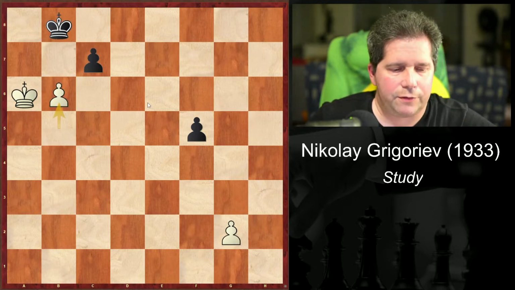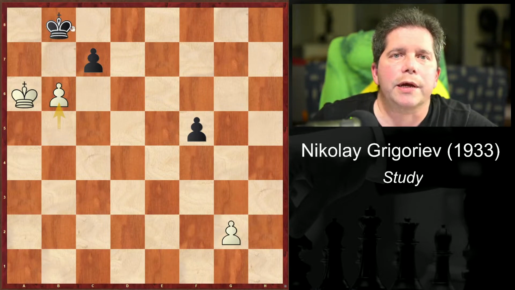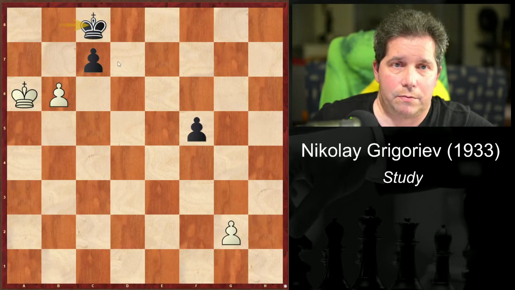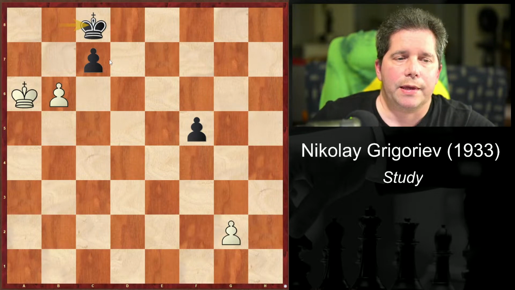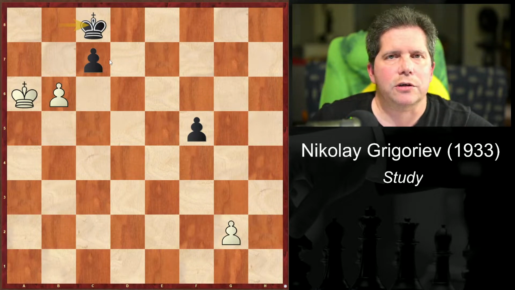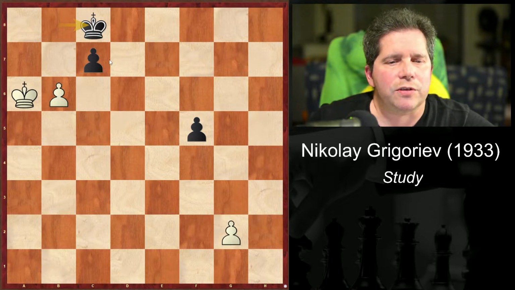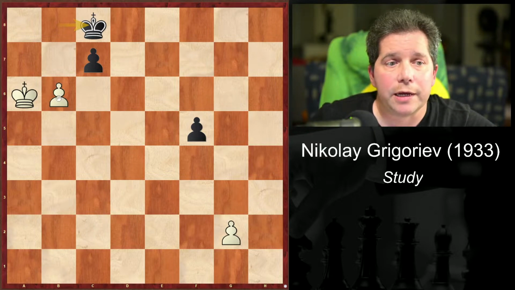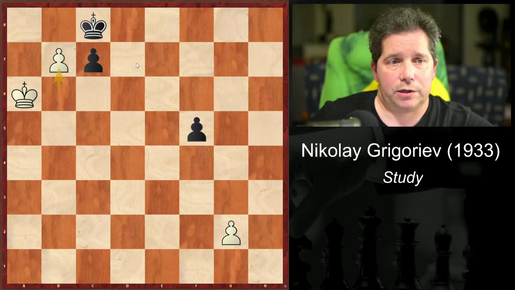But black doesn't have to play it that way. Black can play king c8. Fair enough. And here we have a few little tricks. And here is actually where we're going to begin to see some of the subtleties of that f5 pawn and that g2 pawn. So if white plays b7 check.